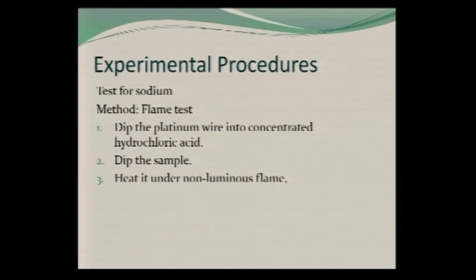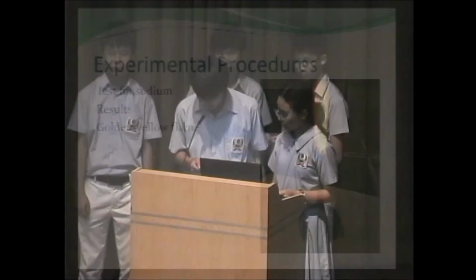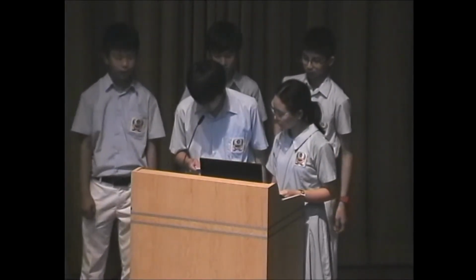The first test we have done was the flame test, in order to test for the presence of sodium. First, dip the platinum wire into concentrated hydrochloric acid, then dip the sample. Finally, heat it under the non-luminous flame to observe the color. When there is sodium, we can observe a golden yellow flame. In our study, we could obtain positive results. Therefore, the black carbon we obtained contained sodium.